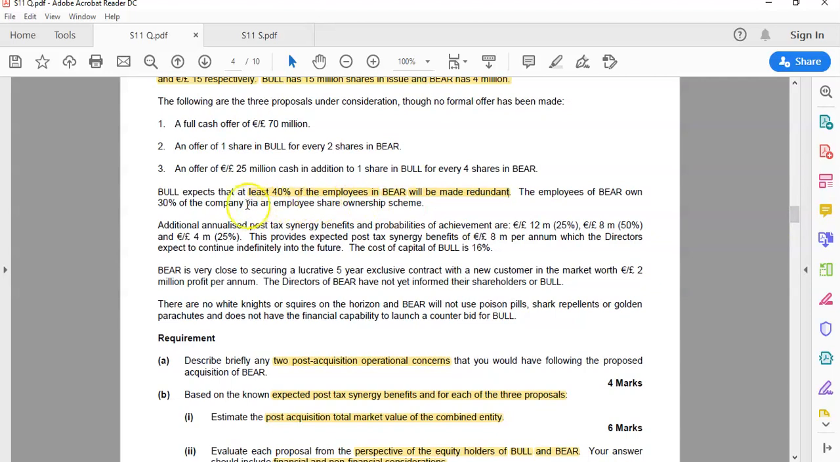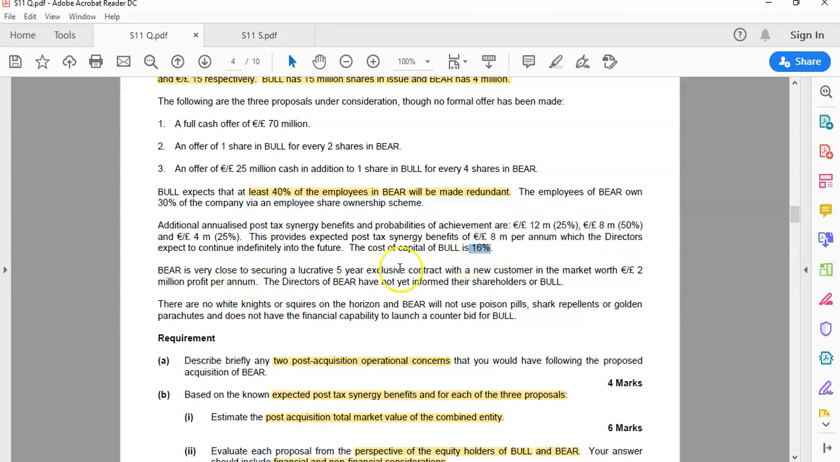The employees own 30% of the company, and you're told the synergy benefits could be either 12 million, a quarter chance, 8 million, 50% chance, or 4 million, 25% chance. That gives you an expected value, when you do the weighting, of 8 million. So the 8 million isn't guaranteed, it's the expected value. And the cost of capital is 16%.